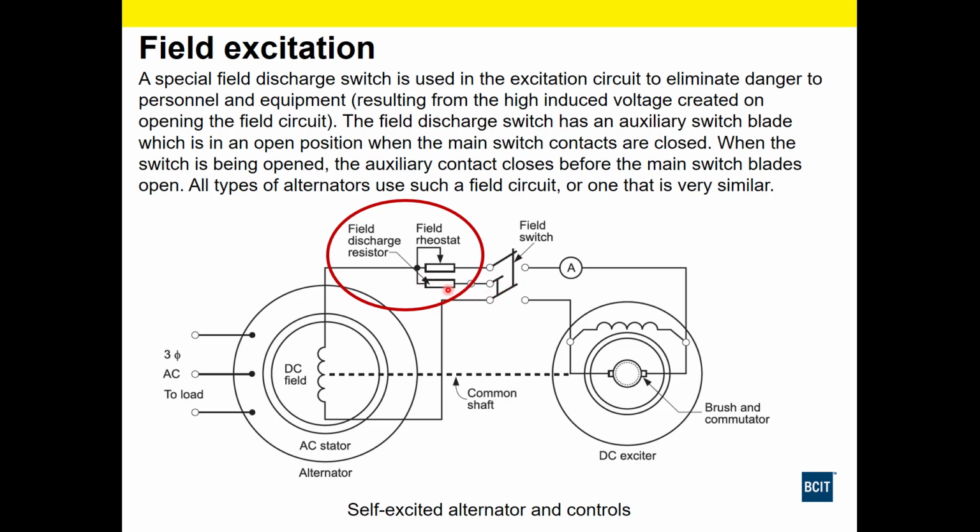So this has been designed with a field discharge resistor. What happens is, before the contacts in this switch open, the resistor is going to get paralleled to the field winding here and give it a discharge path. And then when we open the field switch here, it's not going to do any damage to the contacts and it won't arc.